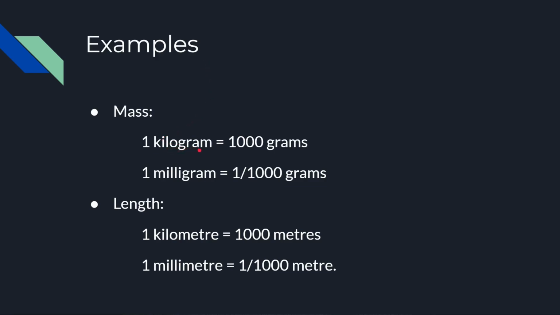1 kilogram is 1000 grams. 1 kilometer is 1000 meters. Also milli. It means divide by 10 to the power of 3. So anything milli will be 1/1000th of the base unit. In this case, it is 1/1000th of a gram or 1/1000th of a meter.